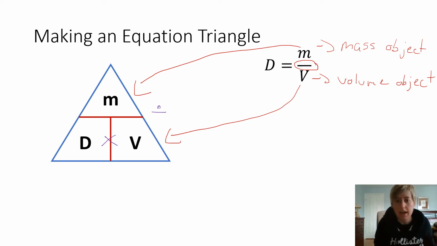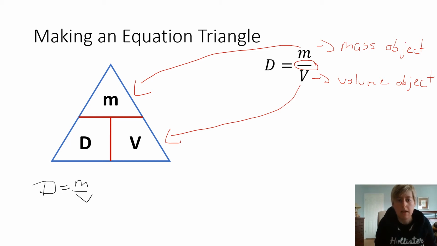So let's say I'm looking for density. I have my density triangle, and I block out the D. So I shade it in. And what do I have left over? M and V. And how are they set up? They're set up one on top of each other. So that means density is going to be mass divided by volume.